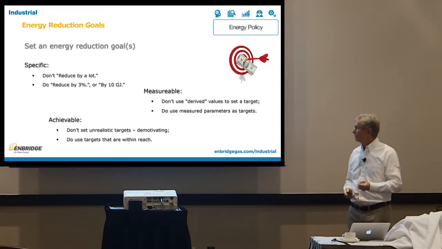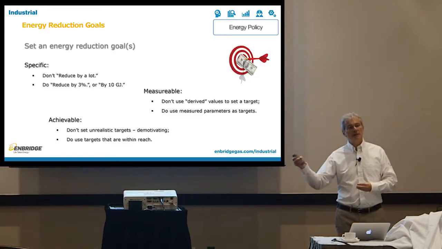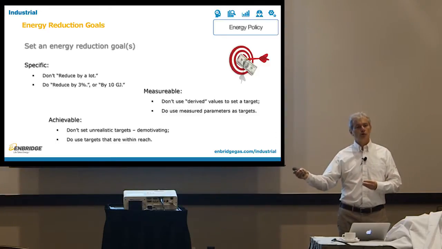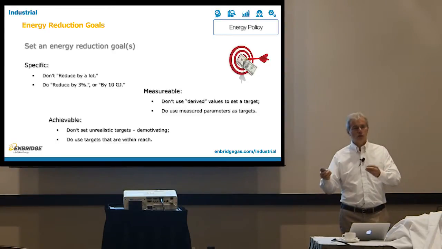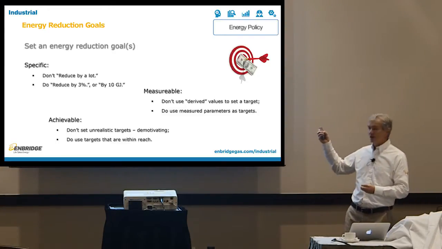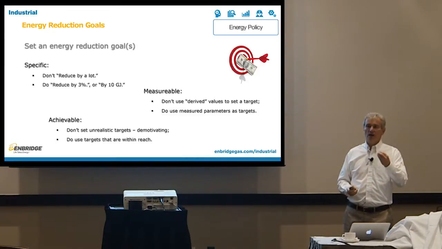Have them measurable. If you put your target to be something that has to be divided by something else that people have no control over, the target is meaningless. You have to give them a target that they can actually achieve. So use something that you can measure as an individual value, not a derived value, as your target.